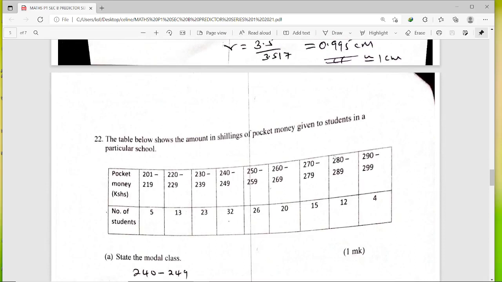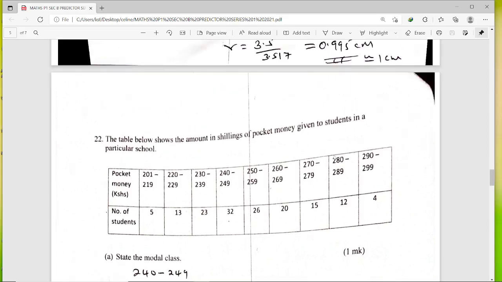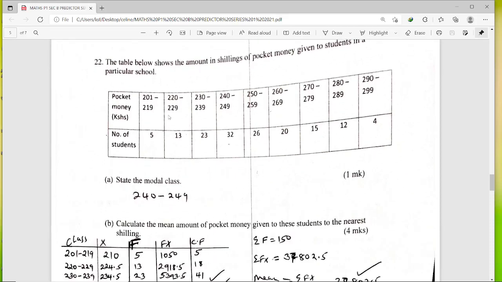We go to question number 22. In number 22, we are talking about the table below, which shows the amount in shillings of pocket money given to students in a particular school. So we have students who are given between 201 shillings to 219 shillings are 5. Students who are given between 220 to 229 shillings are 13. All this is given. Then we are asked to state the modal class.